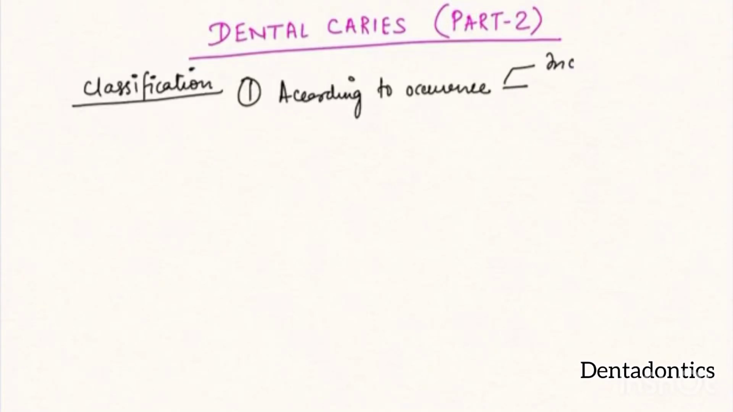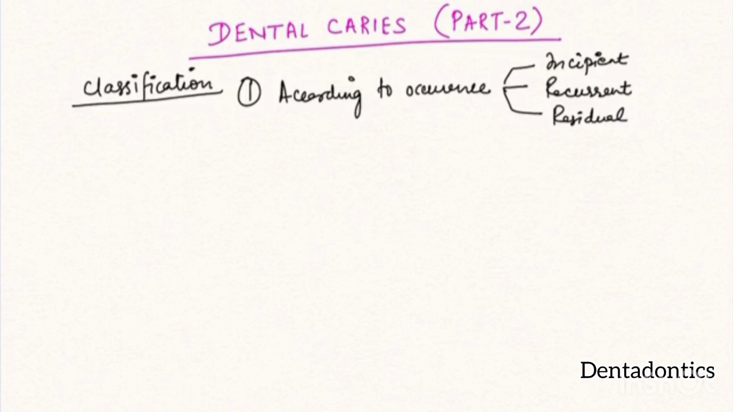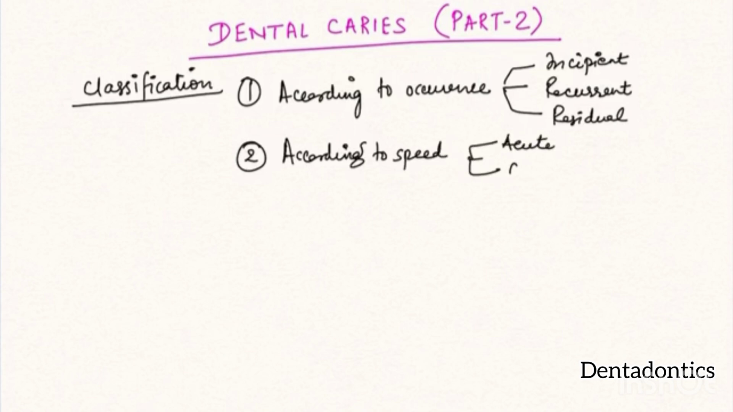Hello friends, so we are back with part 2 of dental caries, and coming to the classification. Classification is based on different criteria. According to occurrence, it can be initial caries, incipient, then recurrent caries, which occur again and again under the restoration, and the residual caries, which is the remnant caries that occurs after the removal of the caries.